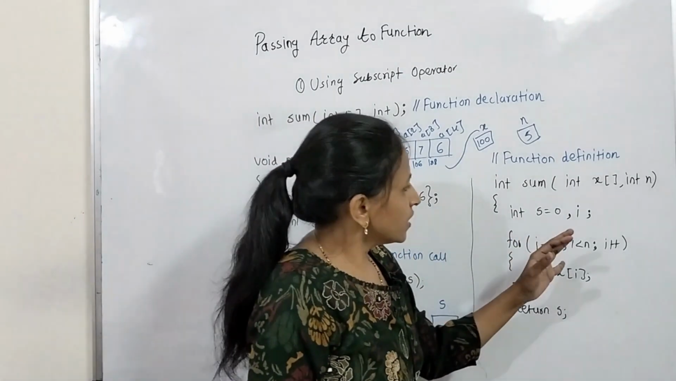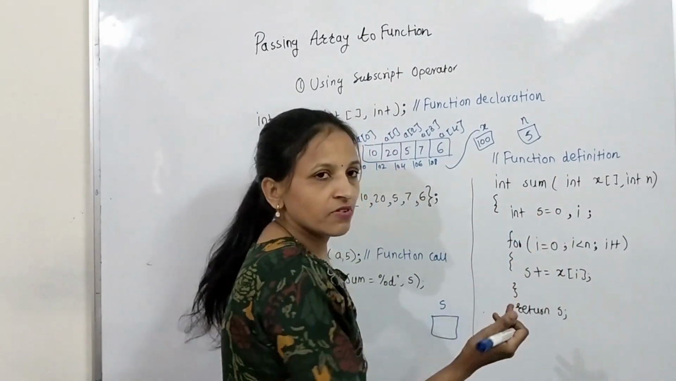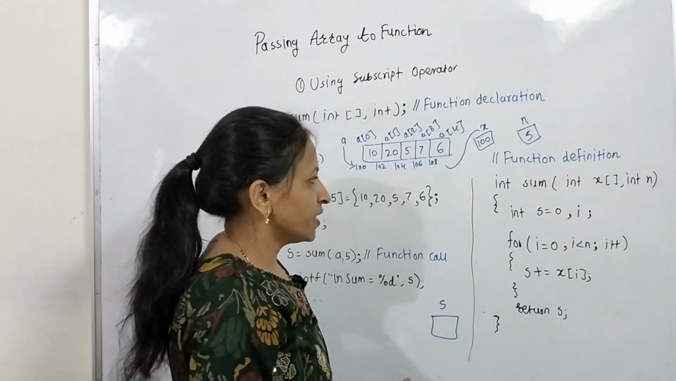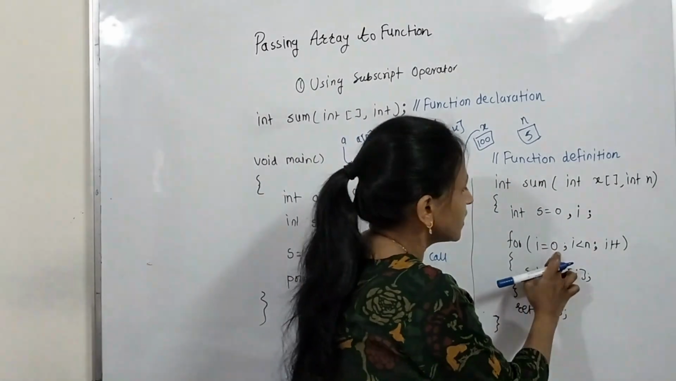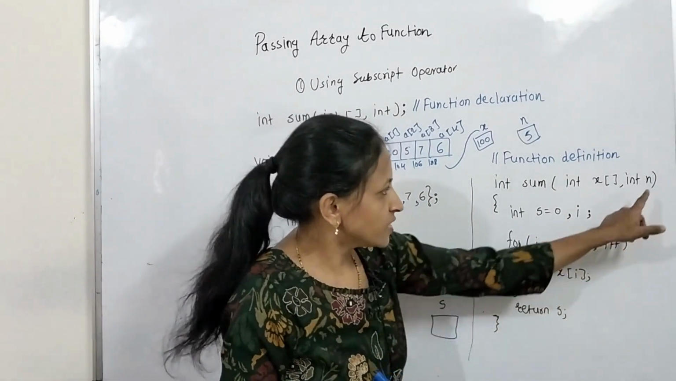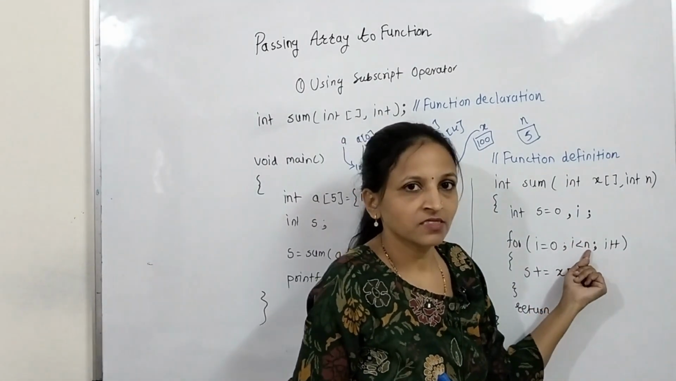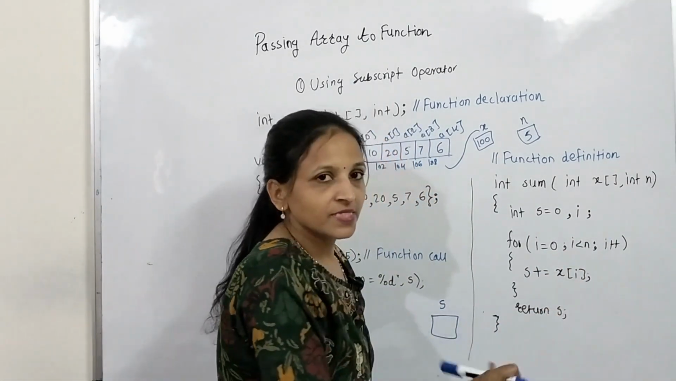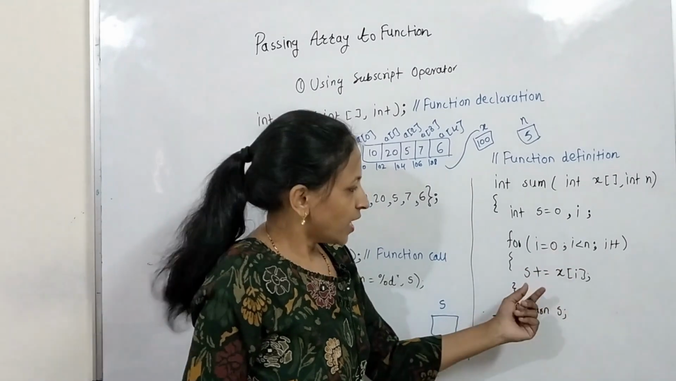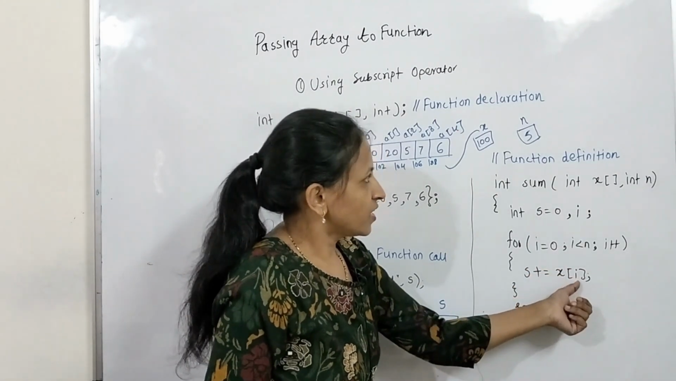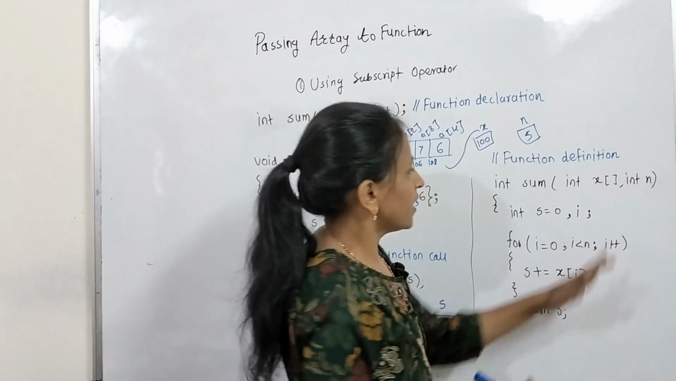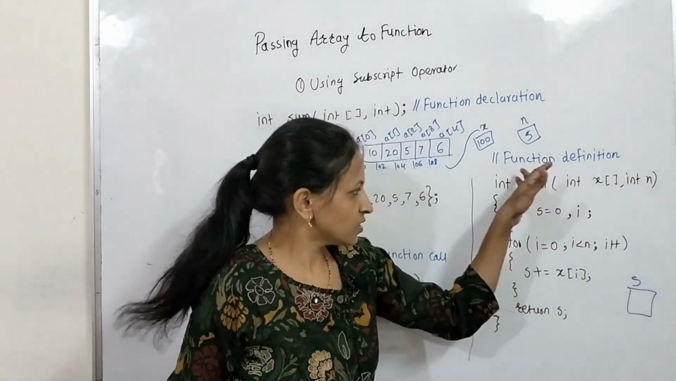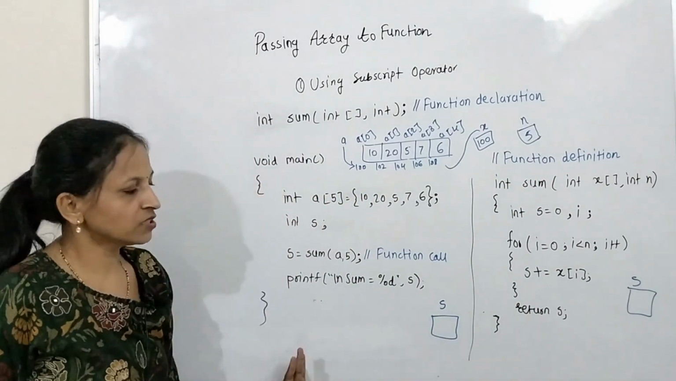Now here what will happen, here we have created one s variable, then i is for counter purpose to fetch individual elements of that array, indexing. Array index starts with 0 and ends with size minus 1, that's why we have taken the loop from 0 to less than n. Now s plus equals x of i, meaning initially i is 0, and then s plus equals x of i. This s is different, and here one more s is created. This s is local to this function, and this s is local to main.